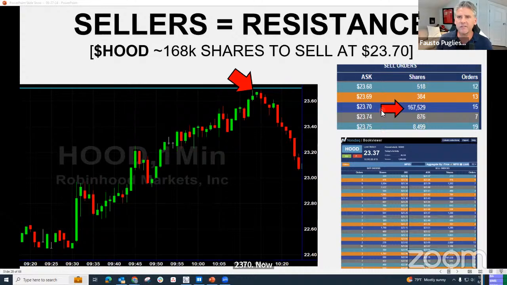Now, think about this. It kind of makes sense. You're always looking for support and resistance levels. Well, what really technically makes the support and resistance levels? Buyers and sellers. And now you're seeing the buyers and sellers and where they're at.